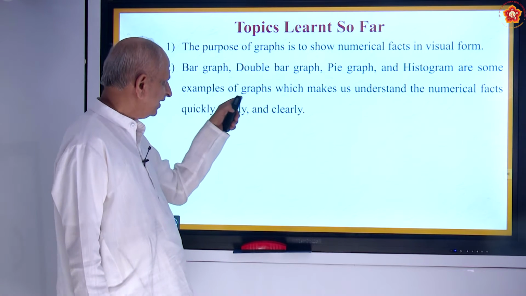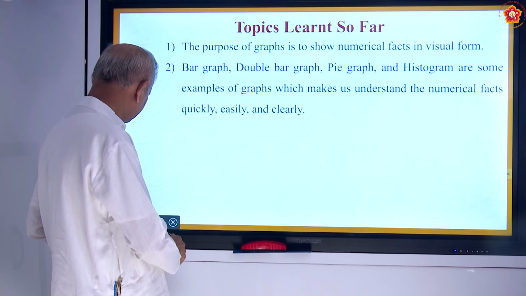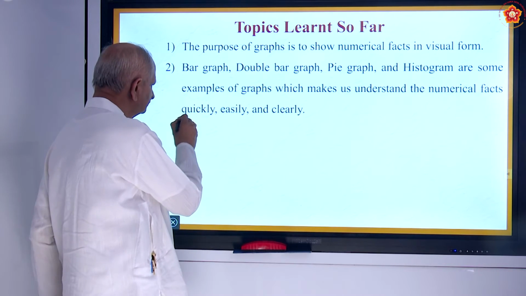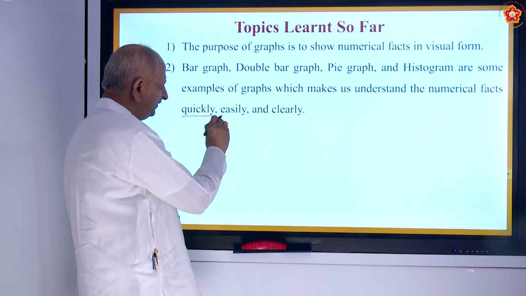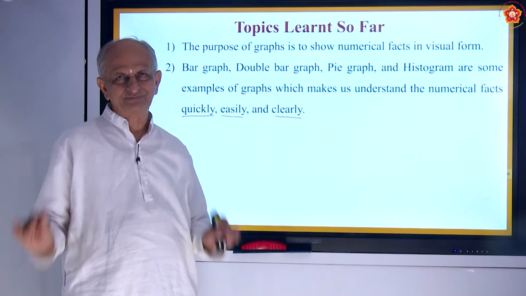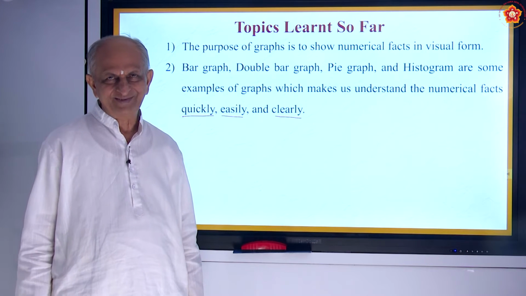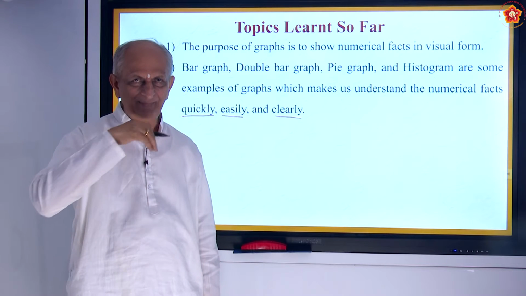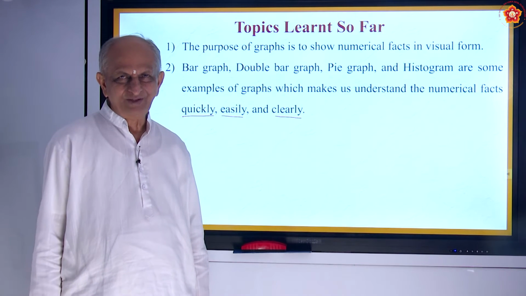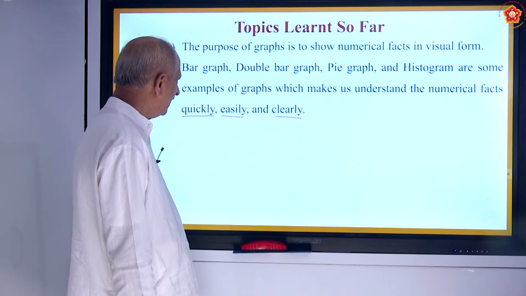These are some of the examples of graphs which make us understand numerical facts quickly. The word quickly is very important here. And easily and clearly. So by seeing a graph you can make out. Even railway reservations you might have seen. Is it not? We book for one train at such and such a time and all. They show which seats are available. Remember? Okay. So that is the advantage of graphs.